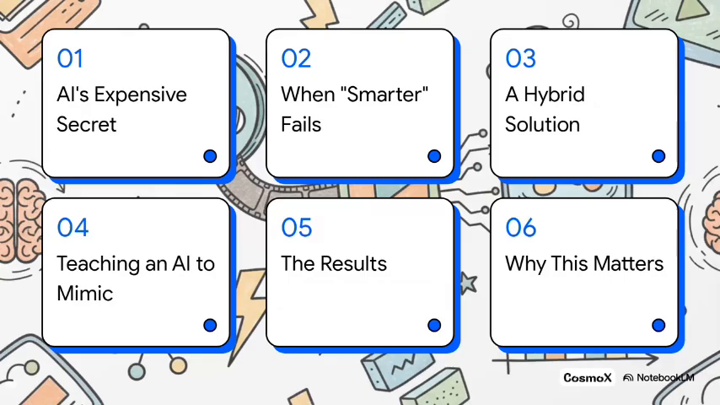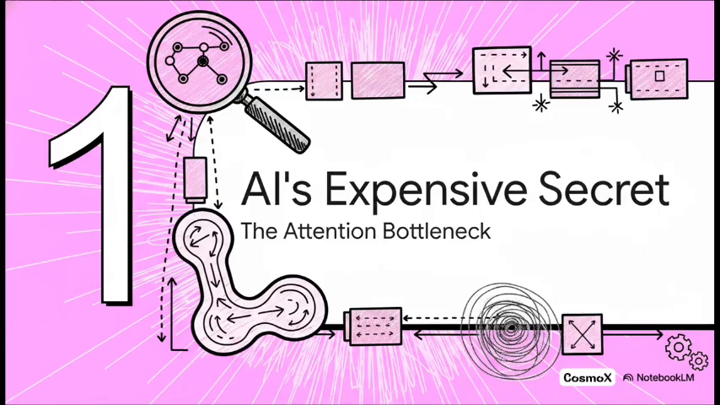All right, so here's our game plan. First, we're going to pull back the curtain on AI video's expensive secret. Then, we'll look at why some of the first attempts to fix it just didn't work. After that, we'll get into the 2 key innovations that make this new method so powerful, check out the incredible results, and finally, talk about why this is such a big deal for all of us. So let's get right to the heart of the problem.